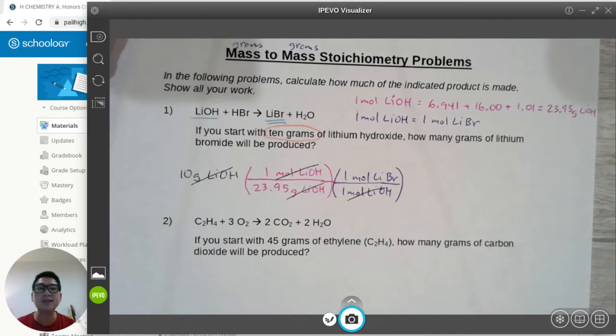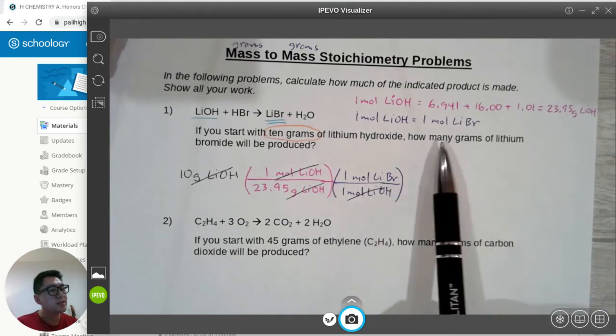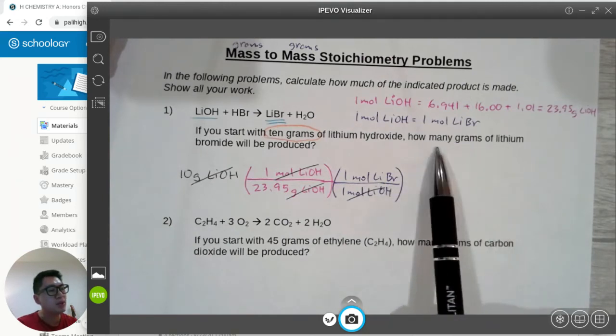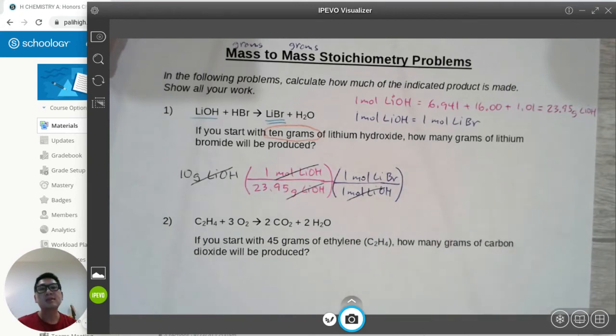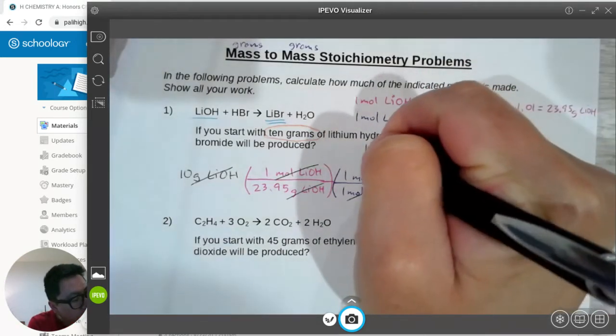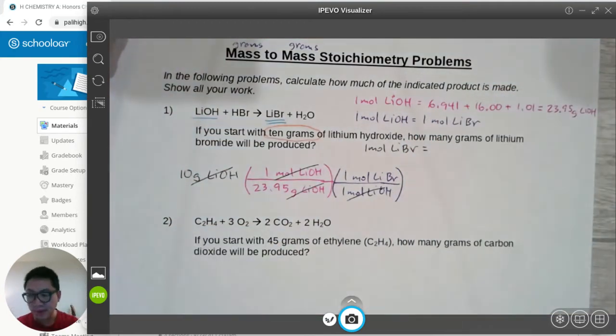If I just stuck with this, I would have the answer, but it'd be the wrong answer because I found the moles of lithium bromide. Is the question asking how many moles of lithium bromide? It's asking how many grams. So I need to change my moles of lithium bromide into grams. I need to figure out the molar mass of lithium bromide. How much does 1 mole of LiBr weigh?